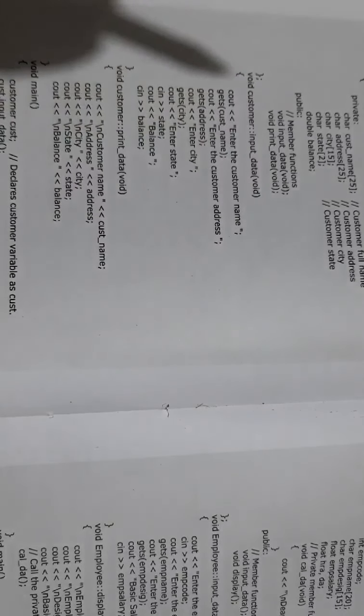So how do we access it? Using the scope resolution operator. This is your function definition. When the member function is declared in the class definition, the member function has to be defined outside of the class declaration. In that case, we always use the scope resolution operator.